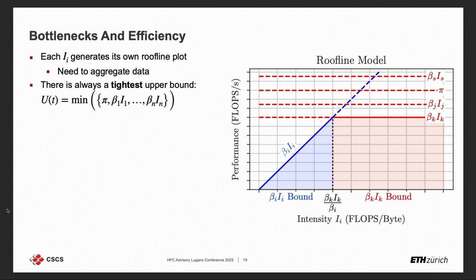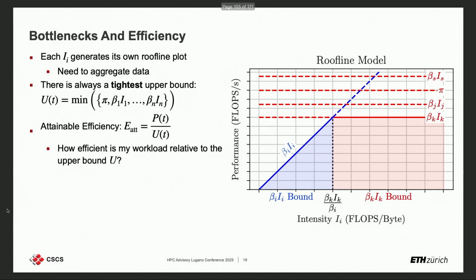But as soon as you cross a reference point, which is very similar to what we had in the classic example, we cross into a region that is bounded instead by beta k ik. So essentially, you have different components that are competing to become the bottleneck, the pain that you're trying to optimize away, in a sense. So let's denote the tightest upper bound as U, which is just the minimum between all of these beta I, II, or whatever, as well as, of course, the peak performance pi.